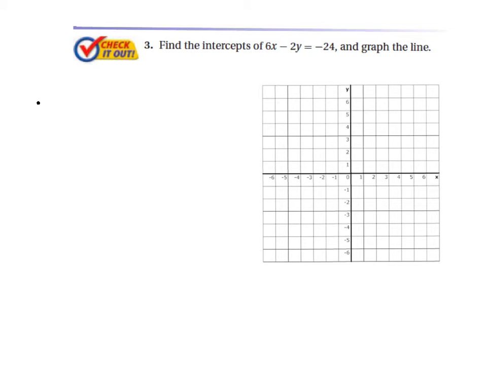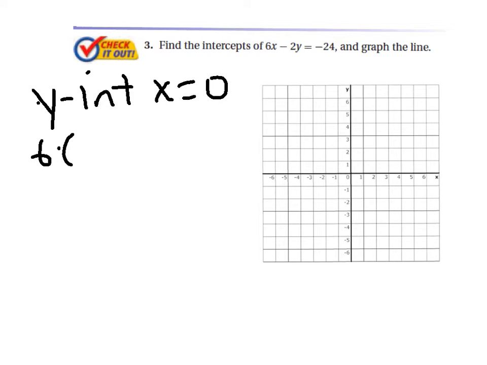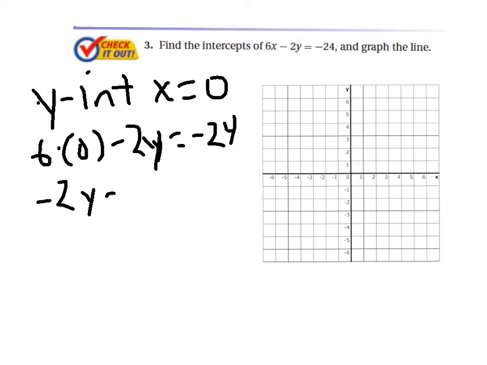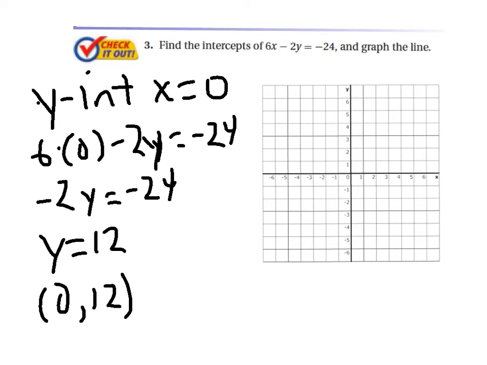Here we go. We're going to find the y-intercept first. And you know the order doesn't matter. You can find the x-intercept or y-intercept. But for the y-intercept, remember, x is equal to 0. So we plug in 0 for x. We get 6 times 0 minus 2y equals negative 24. Solving that for y, we get minus 2y equals minus 24. Dividing both sides by negative 2, y equals 12. So that means the y-intercept is at 0, 12.